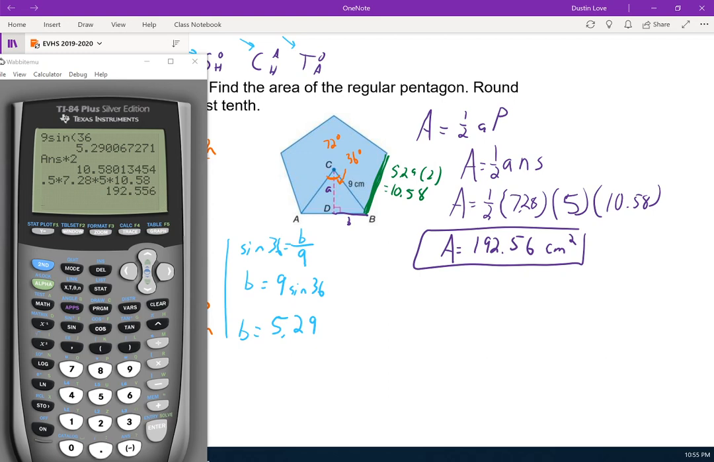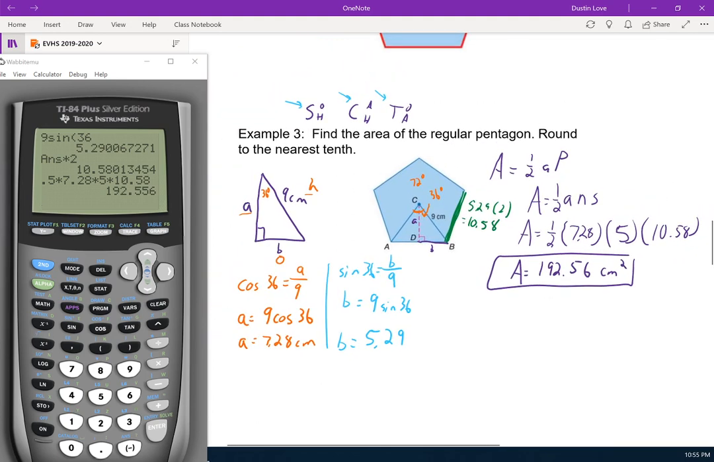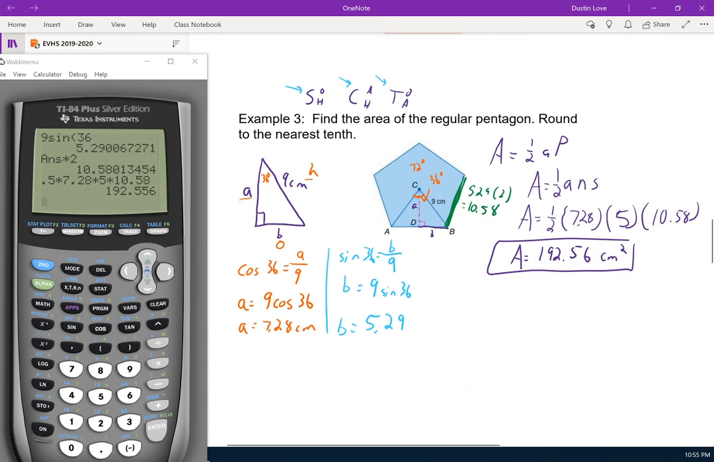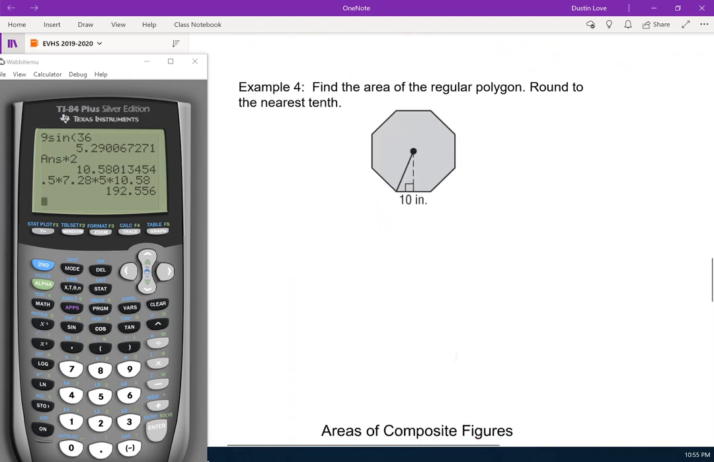So not too bad. We're just having to pull in a lot of our previous stuff from previous units, particularly trigonometry, and then being careful with everything. Notice that I'm being very careful with the way that I'm labeling everything and organizing it. Try to do the same.